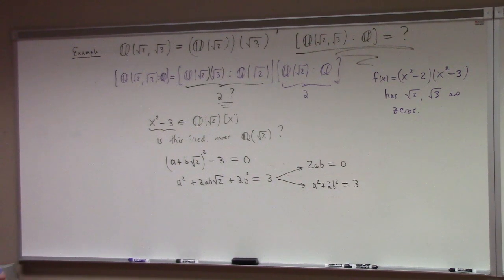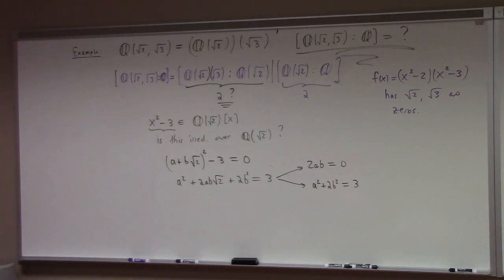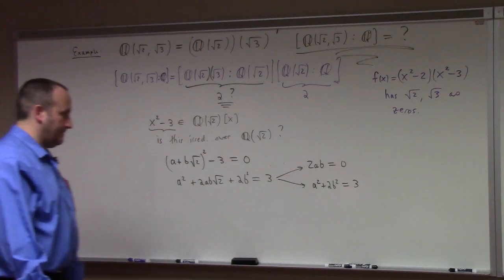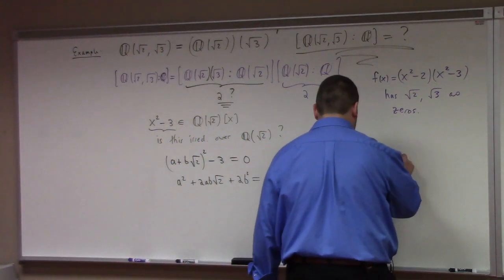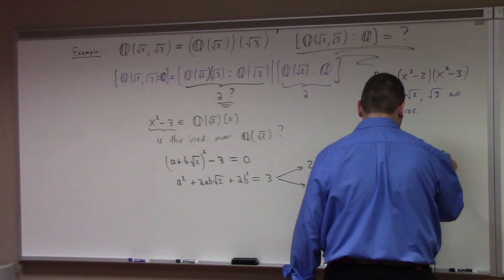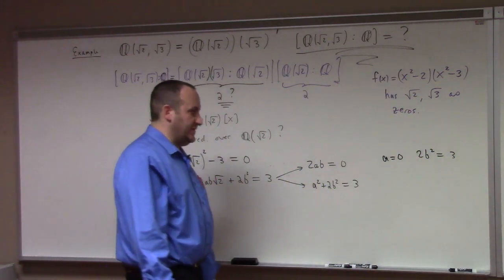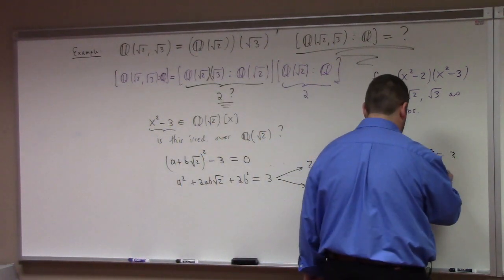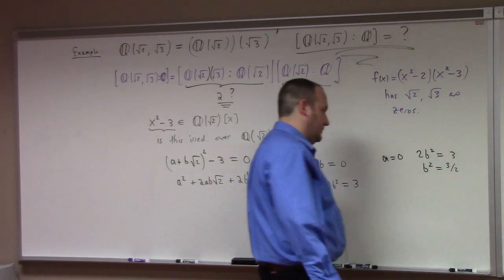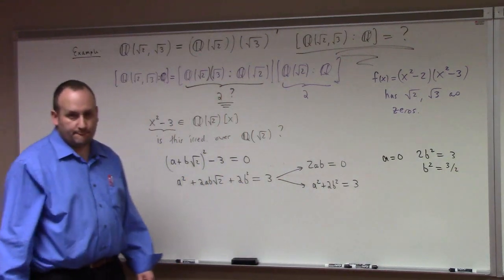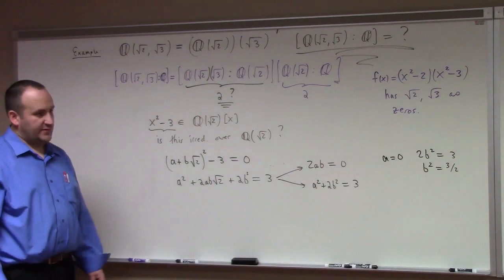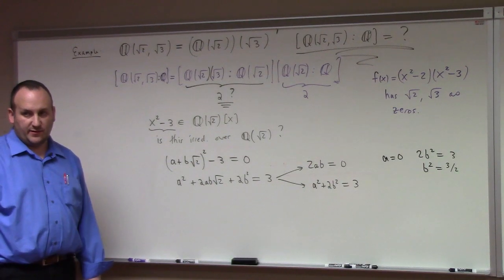So, you know, either a is 0 or b is 0, right? If a is 0, what happens? A equals 0 gives us that 2b squared equals 3, right? Which says that b squared is 3 over 2. Which would say that a rational number has a square which is 3/2.